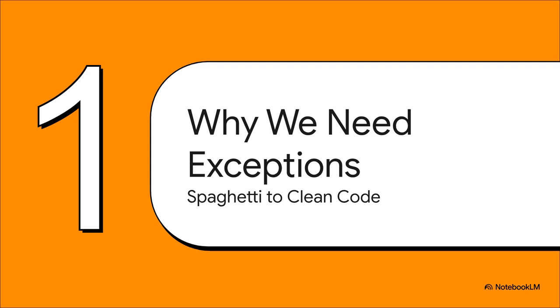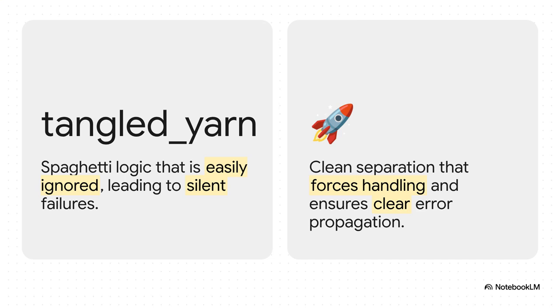Well, it's all about getting away from that tangled mess of old-school error handling and moving toward a much cleaner separation of what your code is supposed to do versus how it handles things when they go wrong. If you've ever seen older code, you know what I'm talking about. Error handling was just mixed right in with the main logic, creating this awful spaghetti code. And the worst part? Those error codes could be super easy to just ignore, which leads to silent, really dangerous failures down the line. Exceptions totally fix this.